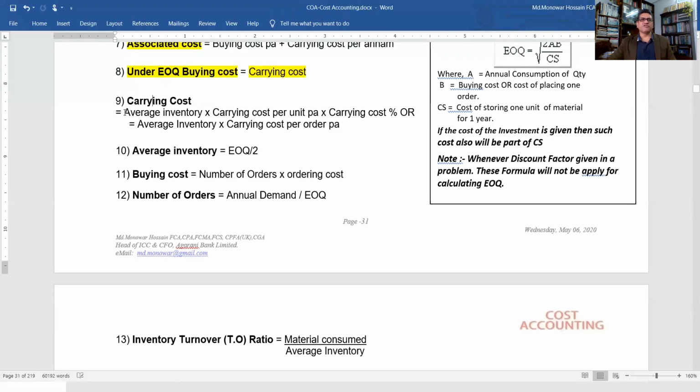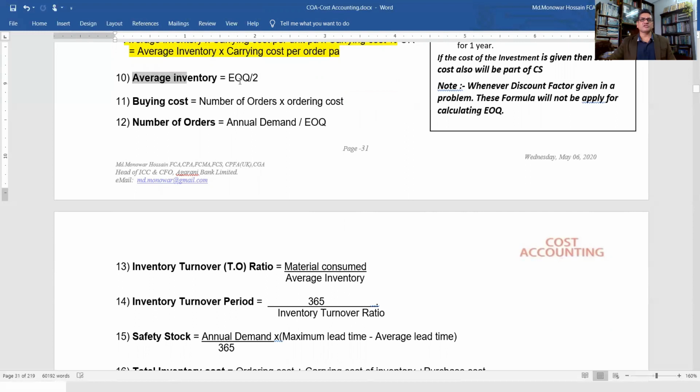Carrying cost, we'll find out: average inventory multiplied by carrying cost per unit per annum, or carrying cost percentage. The average inventory you can also find as EOQ divided by 2, and buying cost means number of orders multiplied by ordering cost. Number of orders is annual demand divided by EOQ.